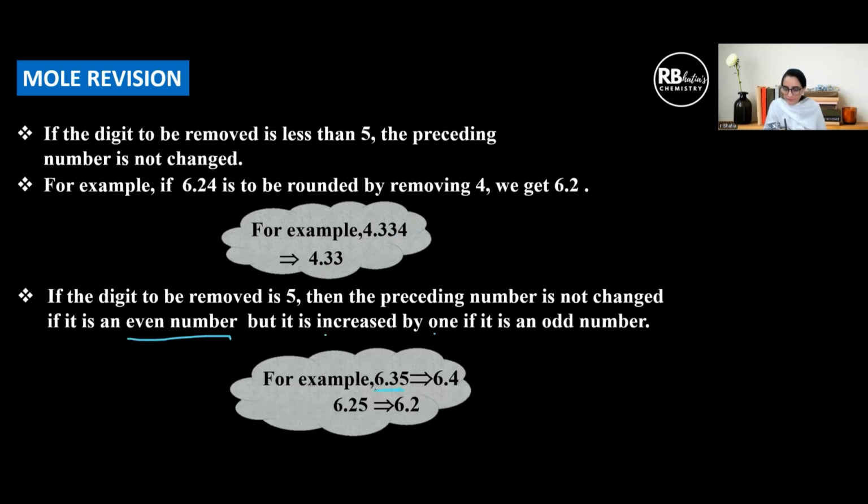For example, 6.35. I want to drop 5. The previous is odd, so it is increased by 1. Here, the last is 5. Previous is even. I leave it as such.